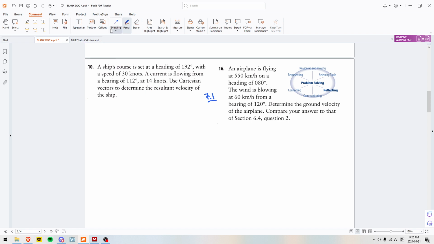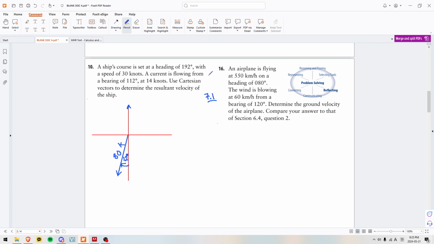A ship's course is set at a heading of 192, which means it's about, if I remember correctly, about there. Okay, and since north is 0, 192 means this angle is 12 degrees. South 12 degrees west, with a speed of 30 knots.